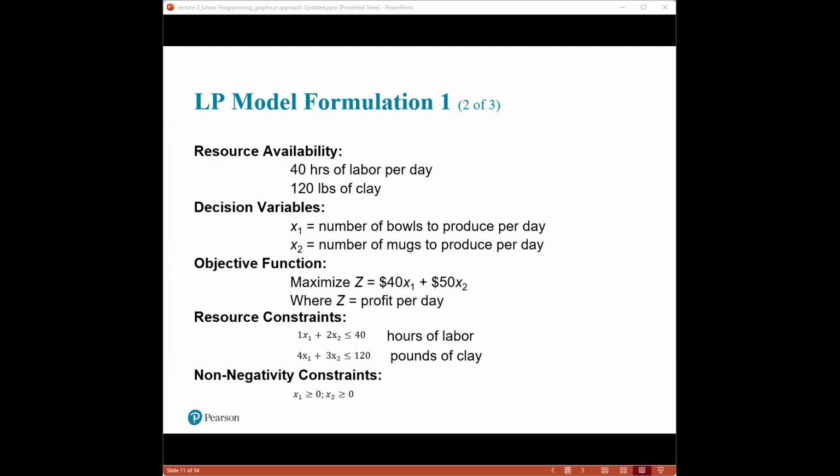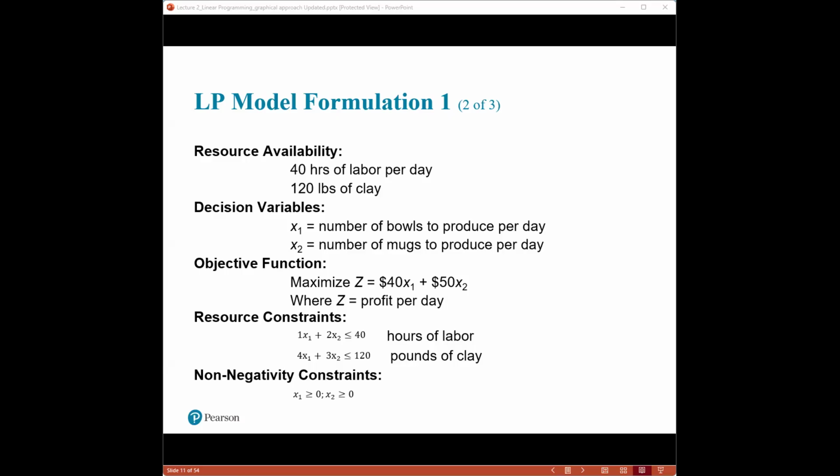40. So 5x2 is equal to 40, which means that x2 is equal to what? 40 over 5, which is equal to 8. It means that x2 is 8. Once we know that x2 is 8, we can substitute it in equation 1, not so? So from 1, x1 plus 2 times 8 is equal to 40.